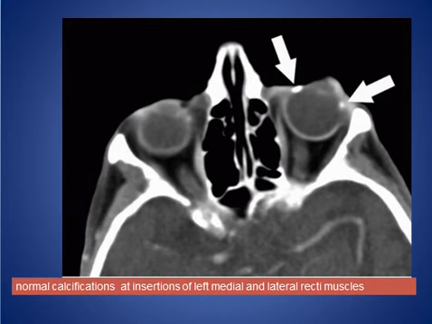Sometimes, as we see here, there is calcification at the insertion of the left medial and lateral recti muscles, and this is tendinous calcification of the extraocular muscle. It can be unilateral or bilateral and is seen in older patients.